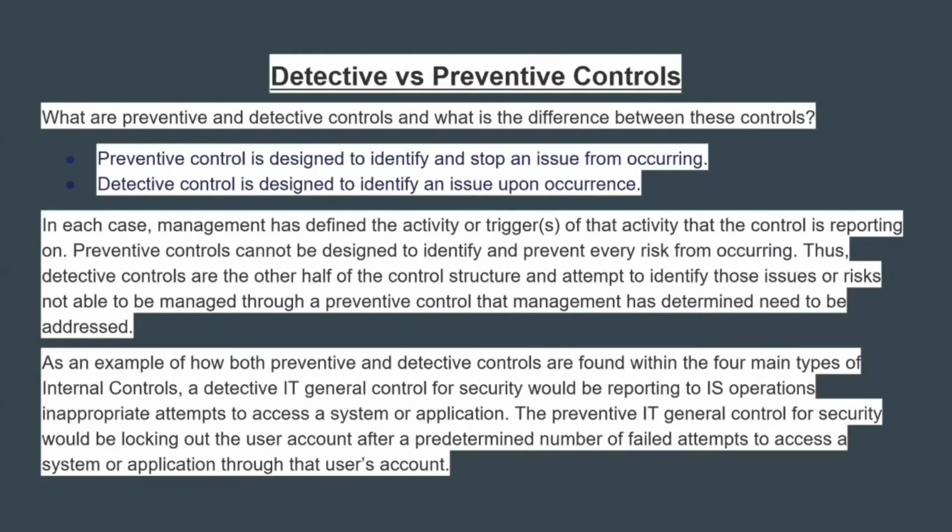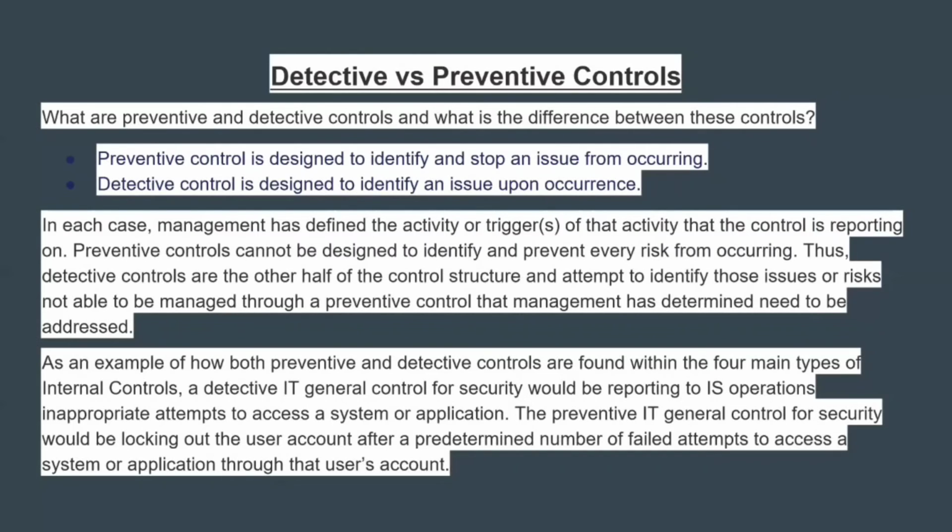And when we're considering detective control and preventive control, what is the difference between these controls? Preventive control is designed to identify and stop an issue from occurring. Detective control is designed to identify an issue upon occurrence. As in the first slide, we have discussed preventive control, which thinks about the problem and tries to prevent it from happening. And detective control happens after the occurrence of the problem, which helps to rectify the problem in the company.